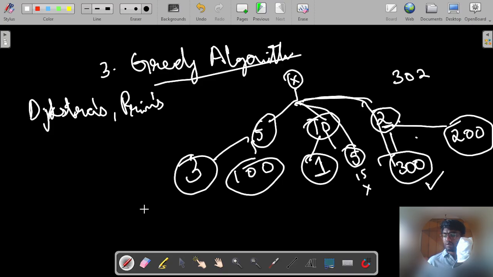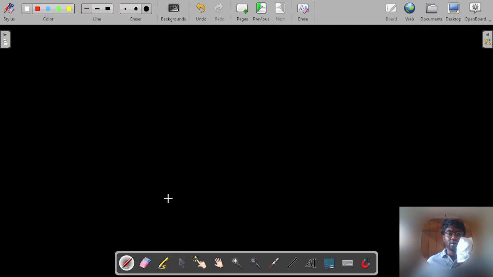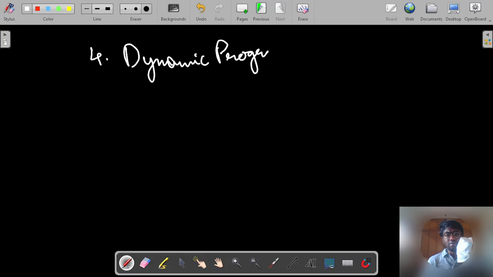So next is dynamic programming, which we have not looked at. Maybe we will spend some time on it. Even the greedy algorithm, maybe we will spend some time on it in the next session, right? So next we will talk about dynamic programming. Even though we have not looked at it, let's understand what dynamic programming means.